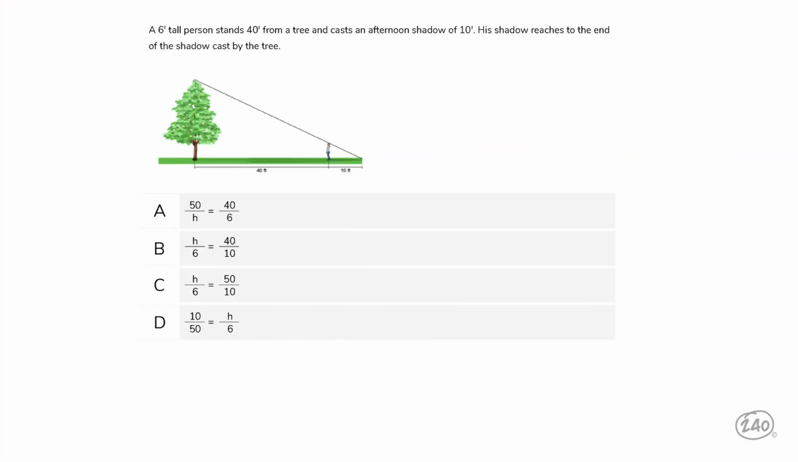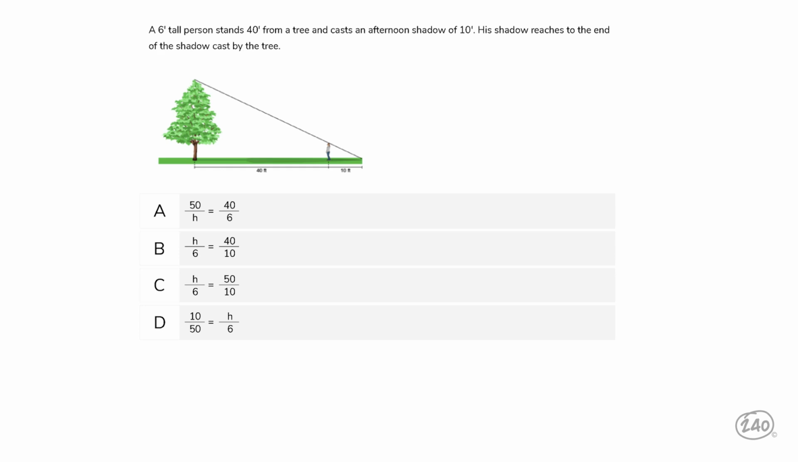Next stop on the math train is similar shapes. A 6-foot tall person stands 40 feet from a tree and casts an afternoon shadow of 10 feet. His shadow reaches to the end of the shadow cast by the tree. Since we know the length of both shadows, we can build half of our proportion. The man's shadow is 10 feet long and the tree's shadow is 40 feet long.